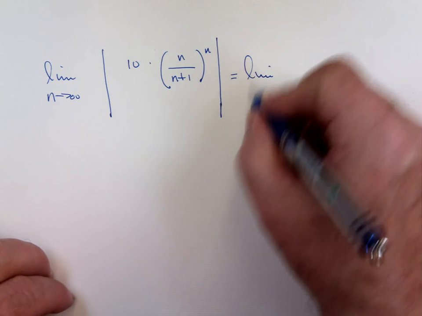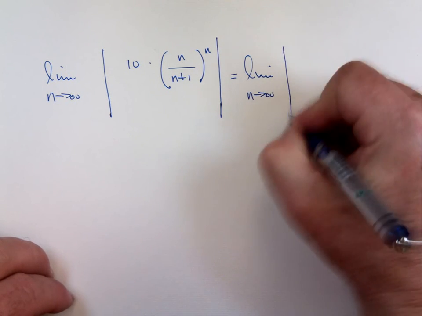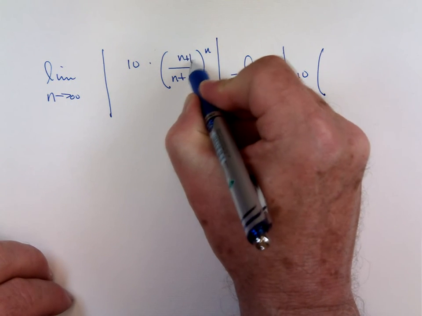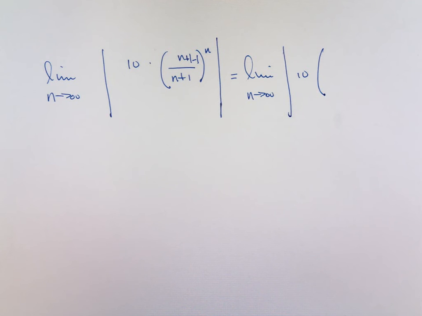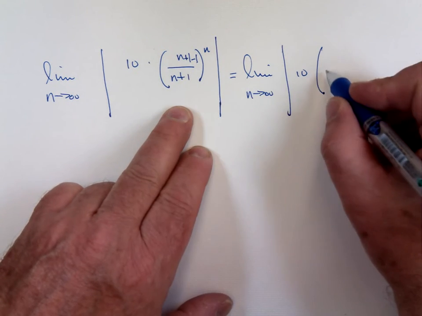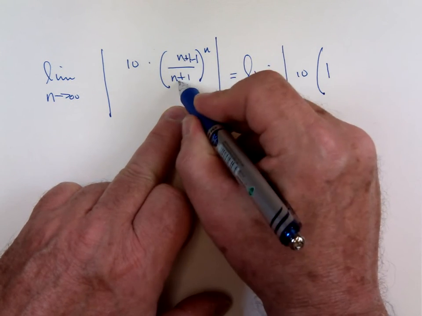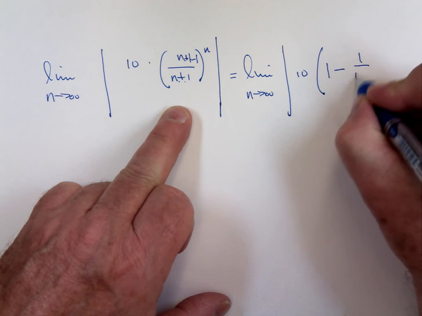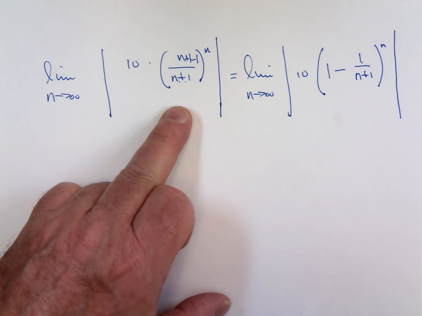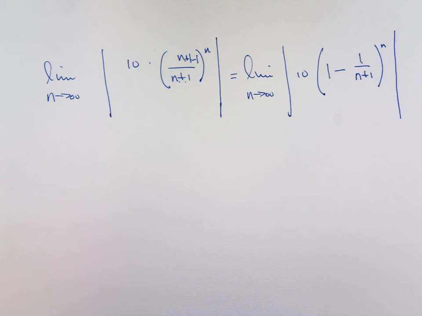We have this instead. I'm going to add and subtract 1. Oh, yeah. Am I getting out of order? I probably am. We're good. Thanks, Sam. I'm going to add and subtract 1, allowing me to write it this way. 1, n plus 1 over n plus 1, minus 1 over n plus 1 to the nth. Okay. You with me on this?